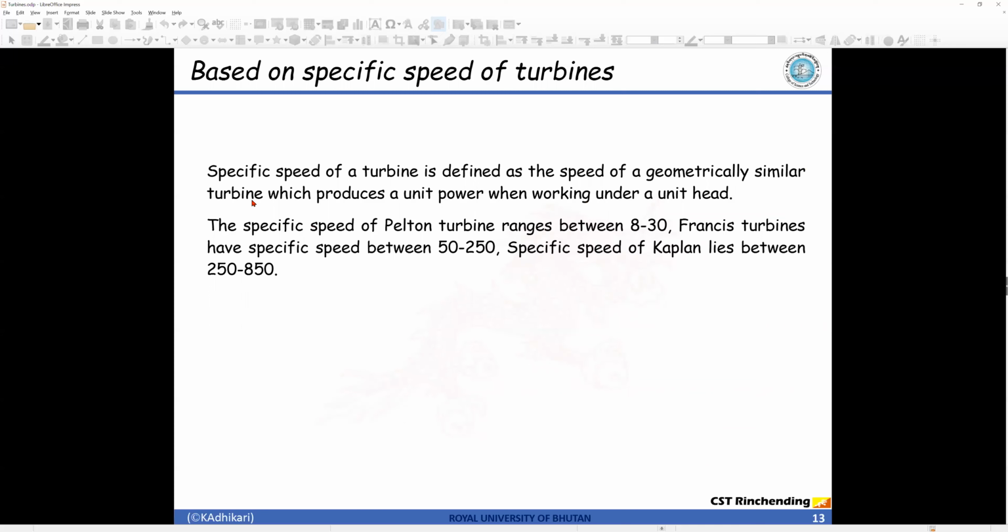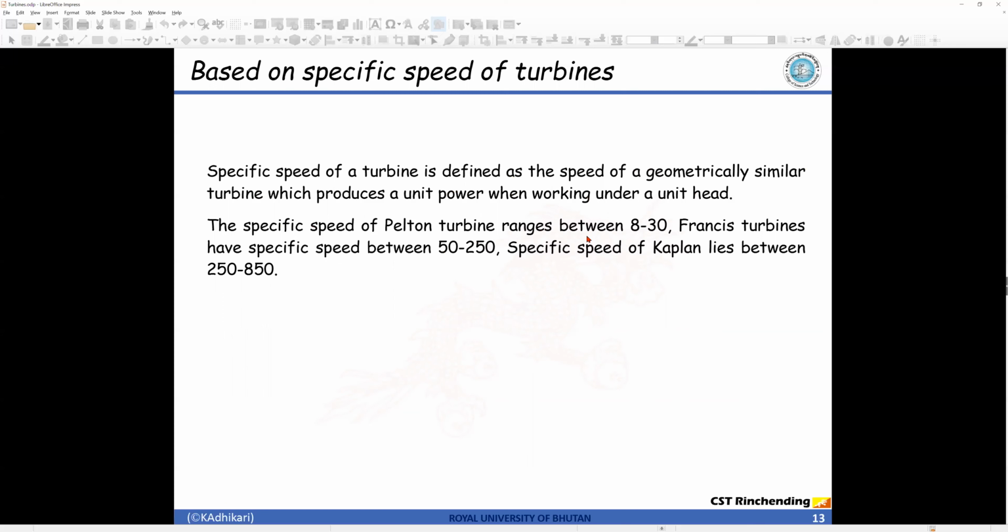We have studied about geometrically similar, kinematically similar, dynamically similar, right, in the chapter dimensional analysis. So the concept has to be applied here. So it says that specific speed is this geometrically similar turbine which produces unit power working on a unit head. So the speed of that turbine is known as the specific speed.